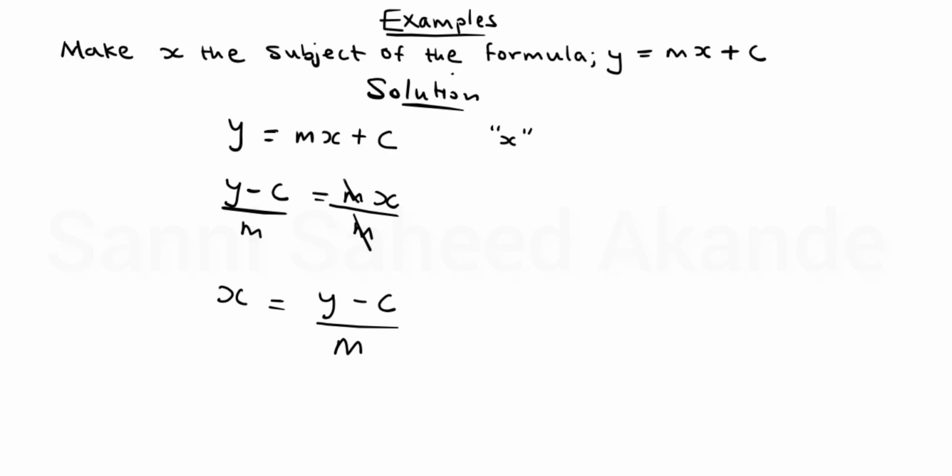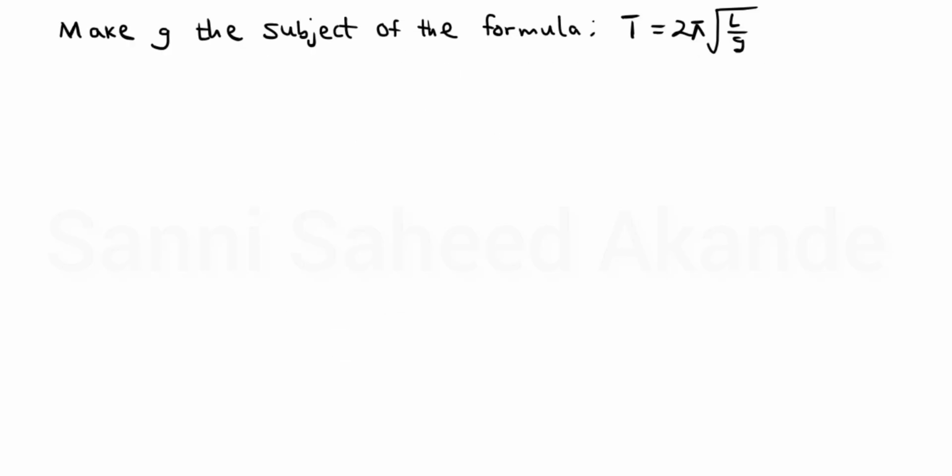Understood? Let's take a look at another example. Make g the subject of the formula. Solution. The formula is t equal to 2 pi multiplied by the square root of L over g. Don't forget, what we are targeting to make the subject of formula is letter g. I want to first of all get rid of this square root in this formula. For me to do that, I'm going to take the square of both sides.